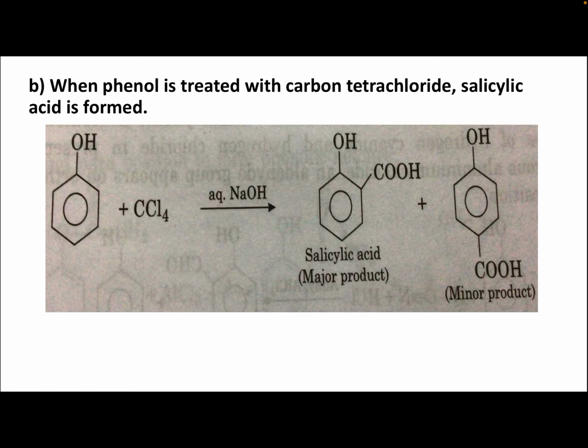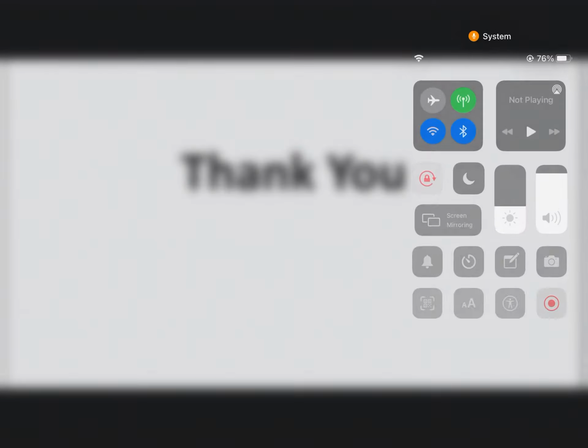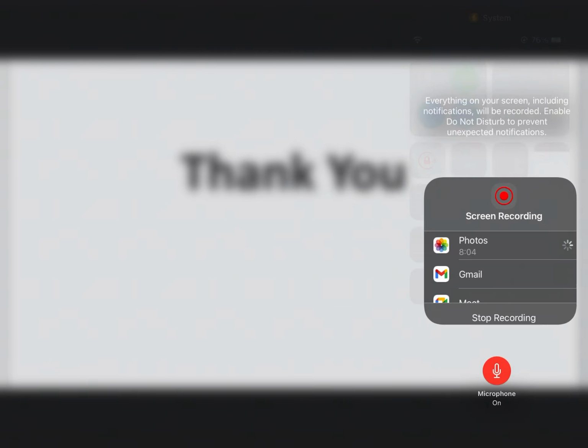So on the benzene ring, if OH and COOH are in the ortho position, it is known as salicylic acid, and in the para position OH and COOH is para hydroxybenzoic acid. So in the Reimer-Tiemann reaction we have two parts, A and B. In A, chloroform is used, and in B, CCl4 is used. When CCl4 is used, salicylic acid is formed, and with chloroform, ortho hydroxybenzaldehyde and para hydroxybenzaldehyde are formed. Both are the Reimer-Tiemann reaction. Thank you.